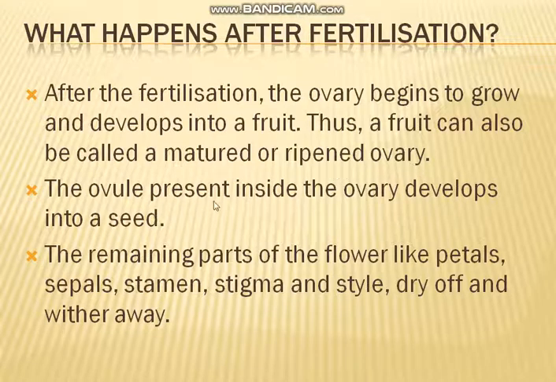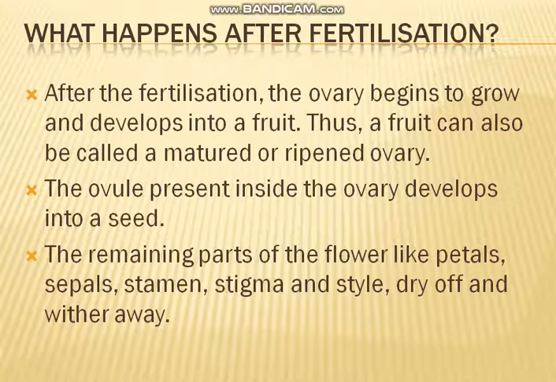Then the ovule present inside the ovary develops into seed. The remaining part of the flower like petals, sepals, stamen, stigma and style dry off and wither away. These are what happens after fertilization.